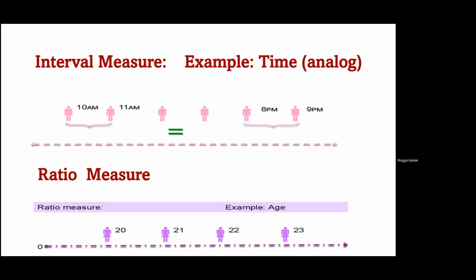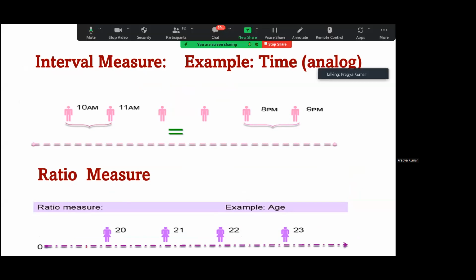Now, again, there are 2 other types of scale, which are known as interval and ratio. So interval, a classical example is time. Why? Because you see that the difference between 10 to 11 a.m. and 8 p.m. to 9 p.m., which we have shown here, is the same.